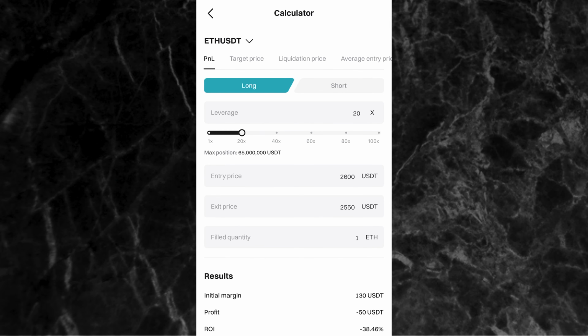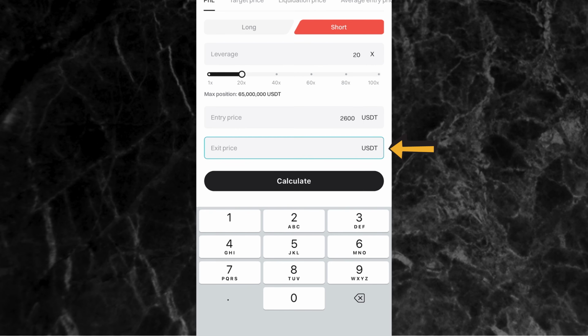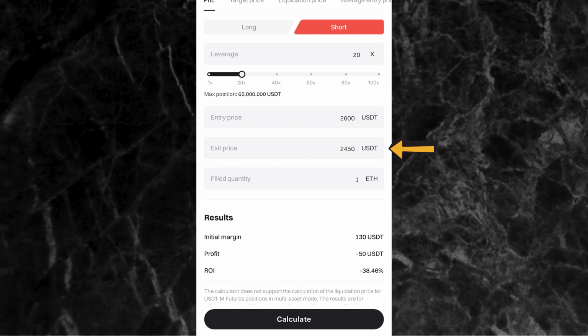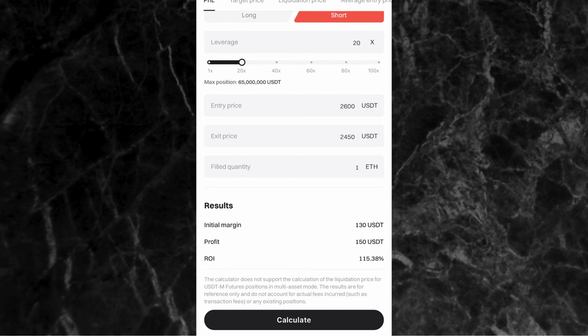Now, also, if you are shorting, just come right here to where you have shorts, click on short, and select the leverage you want to pick. Let's leave it at 20x leverage. The entry price, let's also leave it at 2,600. Now the exit price: if you are shorting, the exit price or the take profit has to be lower. So let's say I plan to take my profit at 2,450. Leave it right there, and let's leave the amount of ETH as 1. Then just click on calculate, and it will show you that you'll be making 115% profit, which is $150. I hope you can see it right there. So whether you are shorting or you are longing, you can use the futures trading calculator to calculate your profit and your loss. That's for that.